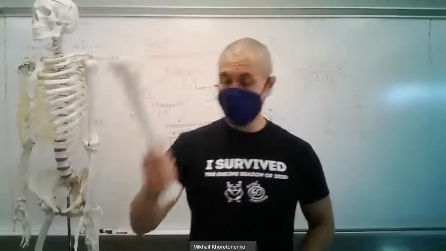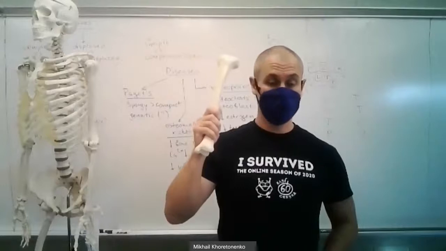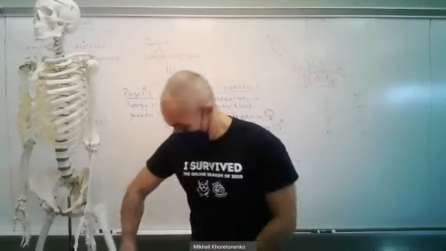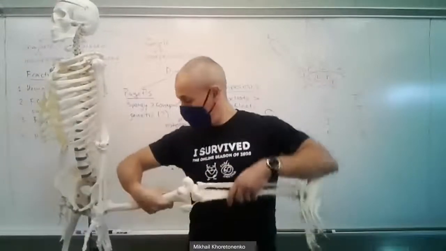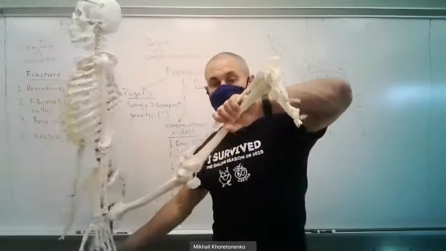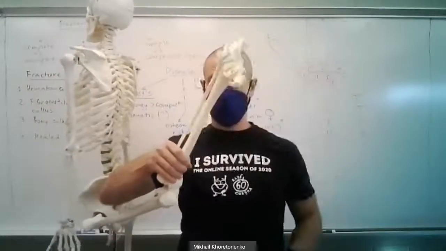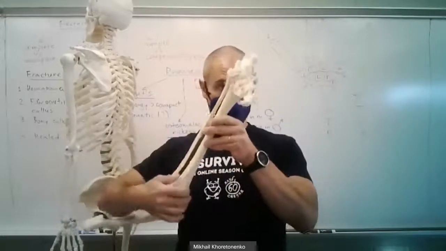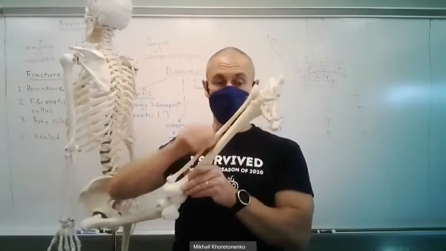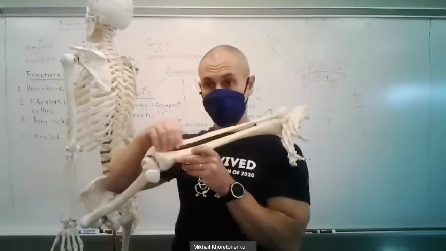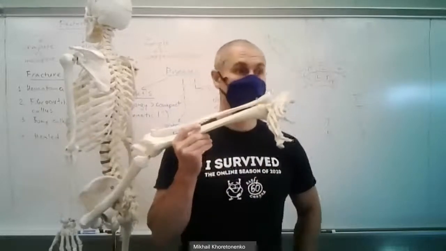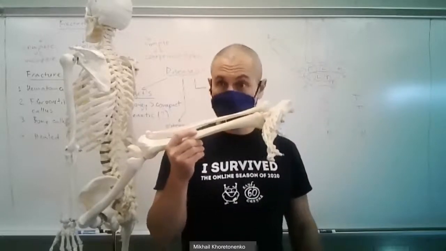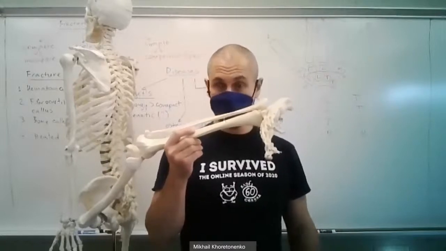Now, in regards to tibia, that's the only weight-bearing bone in the lower leg. Despite the fact that the lower leg has two bones, all your body weight is projected on the tibia. You see how massive it is. Fibula is much thinner, smaller, and there are examples when people fracture the fibula, they can still walk around because it's not a weight-bearing bone.